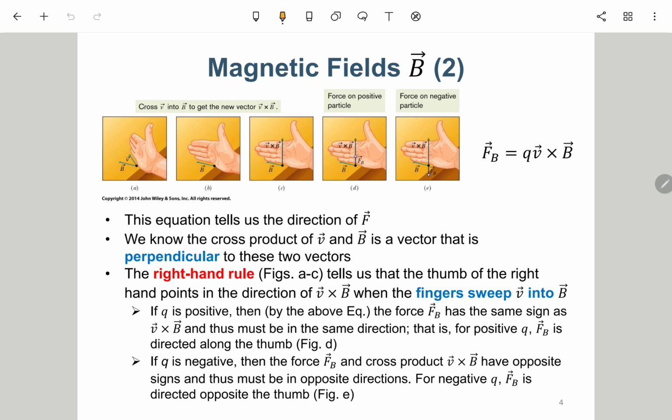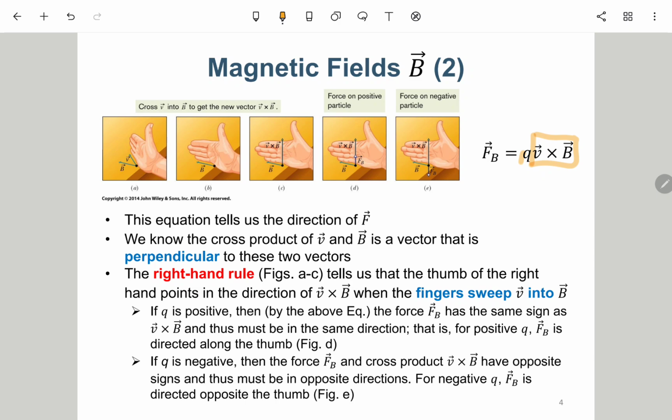Okay, so anyway, just go back here. First of all, we try to let you know what the cross product is and how to determine the direction. So of course we have Q times V cross B. Q can be positive or negative. If Q is positive, then F should have the same direction as V cross B. If Q is negative, then F has the opposite direction to V cross B.